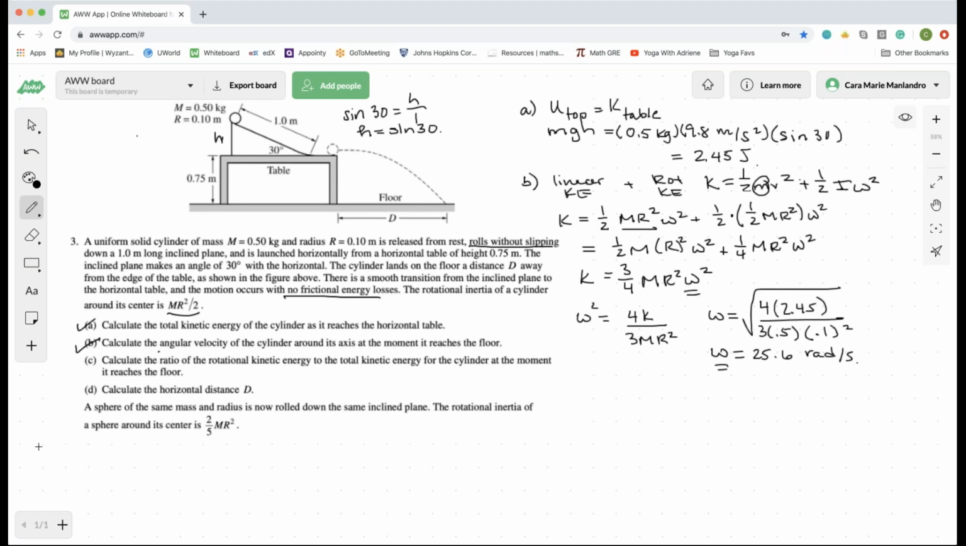So then for part C, you are confused. How do we know that's the angular velocity when we hit the floor? Because all of our kinetic energy that we got from moving down the incline has to get transferred. Again, conservation of energy.